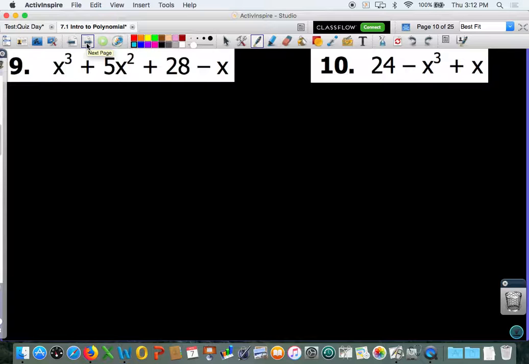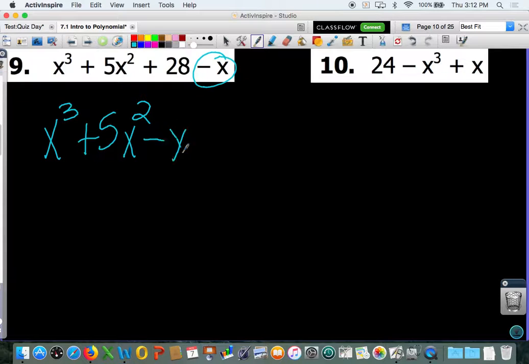We've got something, oh, number 9. It almost looks like it's in standard form already, but wait. This negative x is not where it's supposed to be. So even if it looks like it's right at first, you need to go ahead and look at the entire problem and make sure.